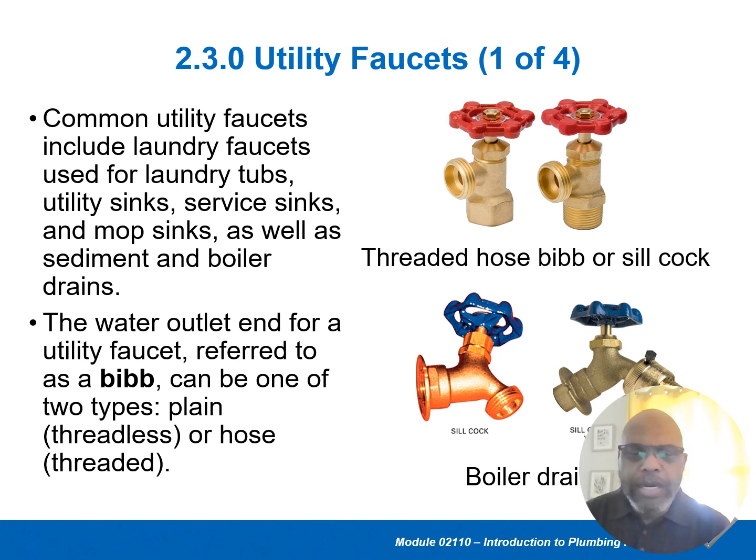Now, again, you may find a hose bib that actually has an anti-siphoning device that is part of it, and that is to keep water from what you're working on from getting back into the potable water system. So you can find, again, utility faucets designed for different purposes.